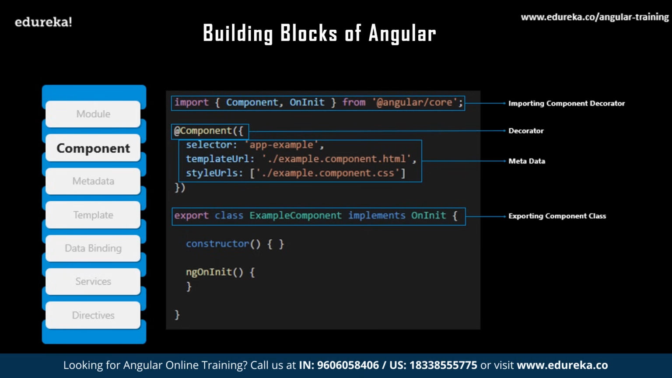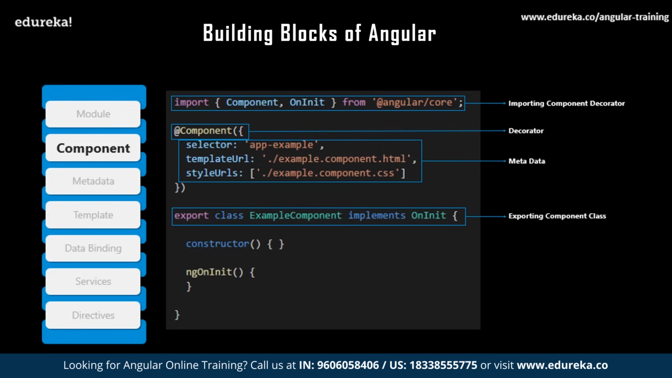ngDoCheck. ngDoCheck will allow you to detect and act upon changes that Angular can't or won't detect on its own. This function is called during every change detection run. There are many more lifecycle hooks that you can check out for yourself in the official documentation.